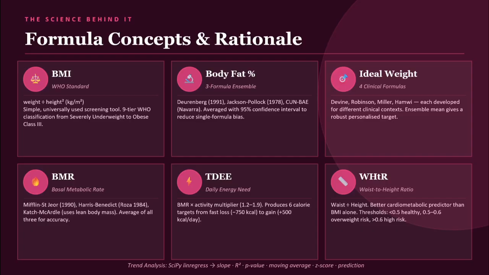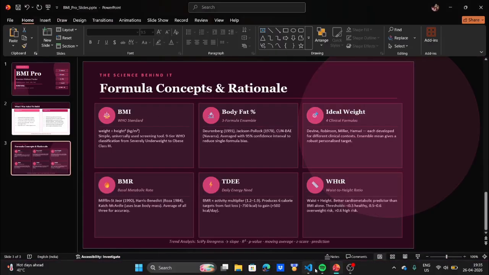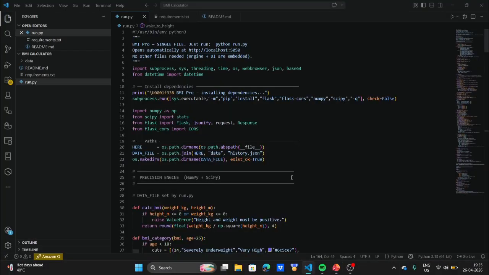And for the trend page, all statistical analysis runs through SciPy's linear regression, as you're going to see, giving us the slope, R-squared, p-value, moving average, z-score, everything, and a predicted next BMI value as well. So now let's actually see it all in action. But before that, let me just quickly show you the project structure.